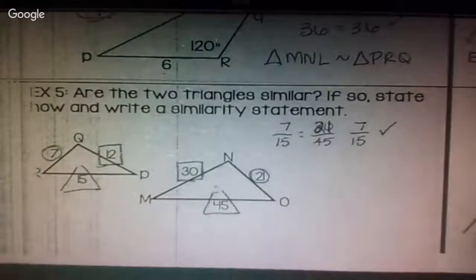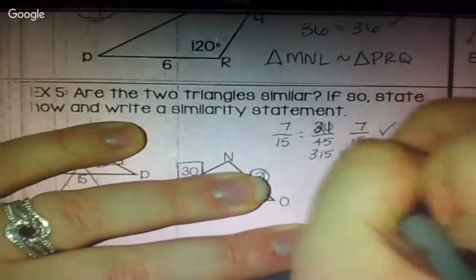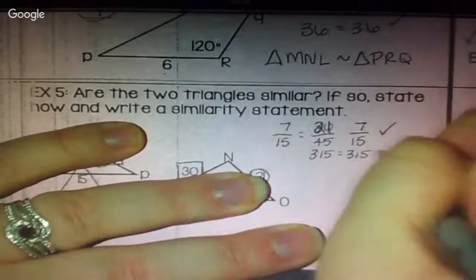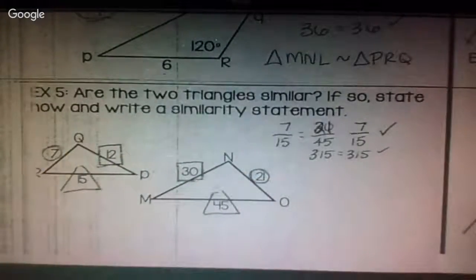That was already reduced, right? You can cross multiply. If you cross multiply, 315 equals 315. Way too much. Okay, so you can do it either way. You can cross multiply or you can reduce. Both ways work. Okay, so I checked small over big.